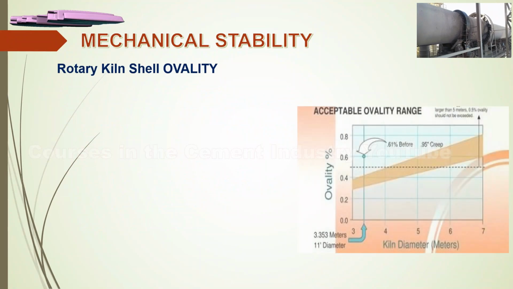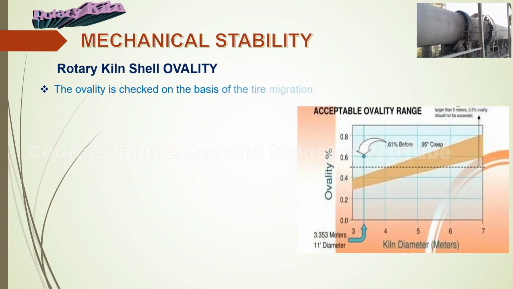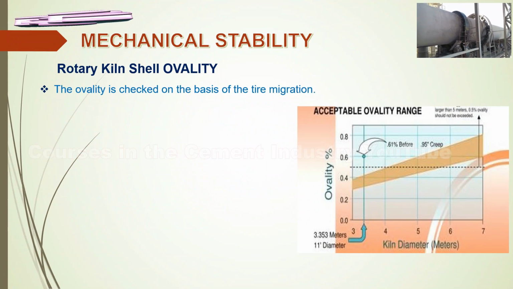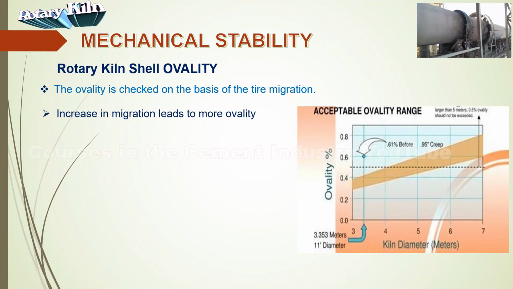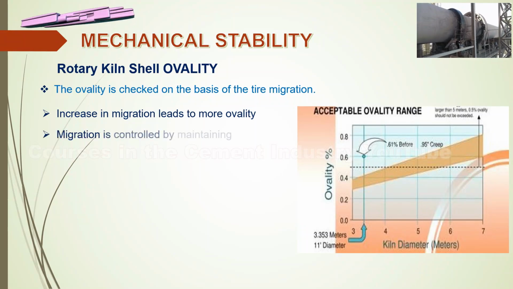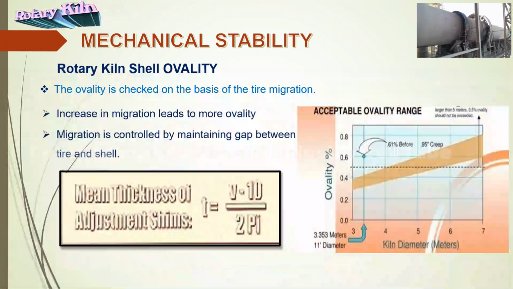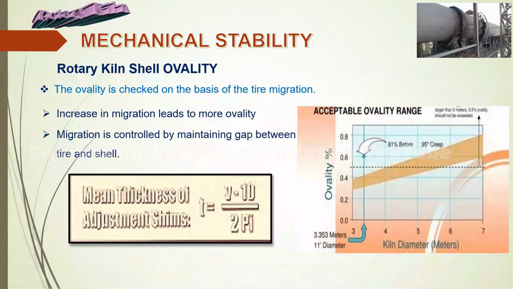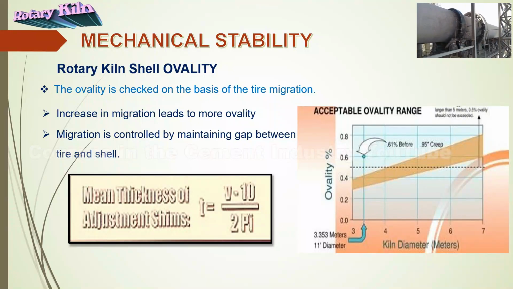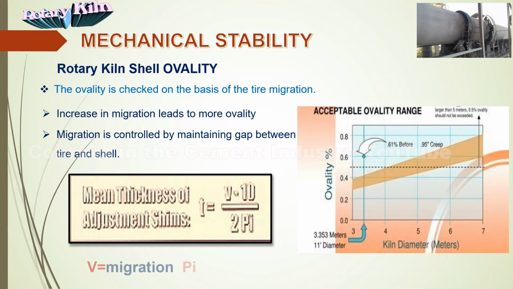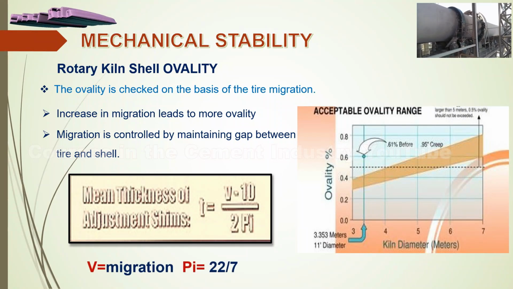Rotary kiln shell ovality. The ovality is checked on the basis of the tire migration. 1. Increase in migration leads to more ovality. 2. Migration is controlled by maintaining the gap between tire and shell. When thickness of adjustment shims determine, T equals V times 10 over 2 pi, where V equals migration, pi equals 22 over 7.